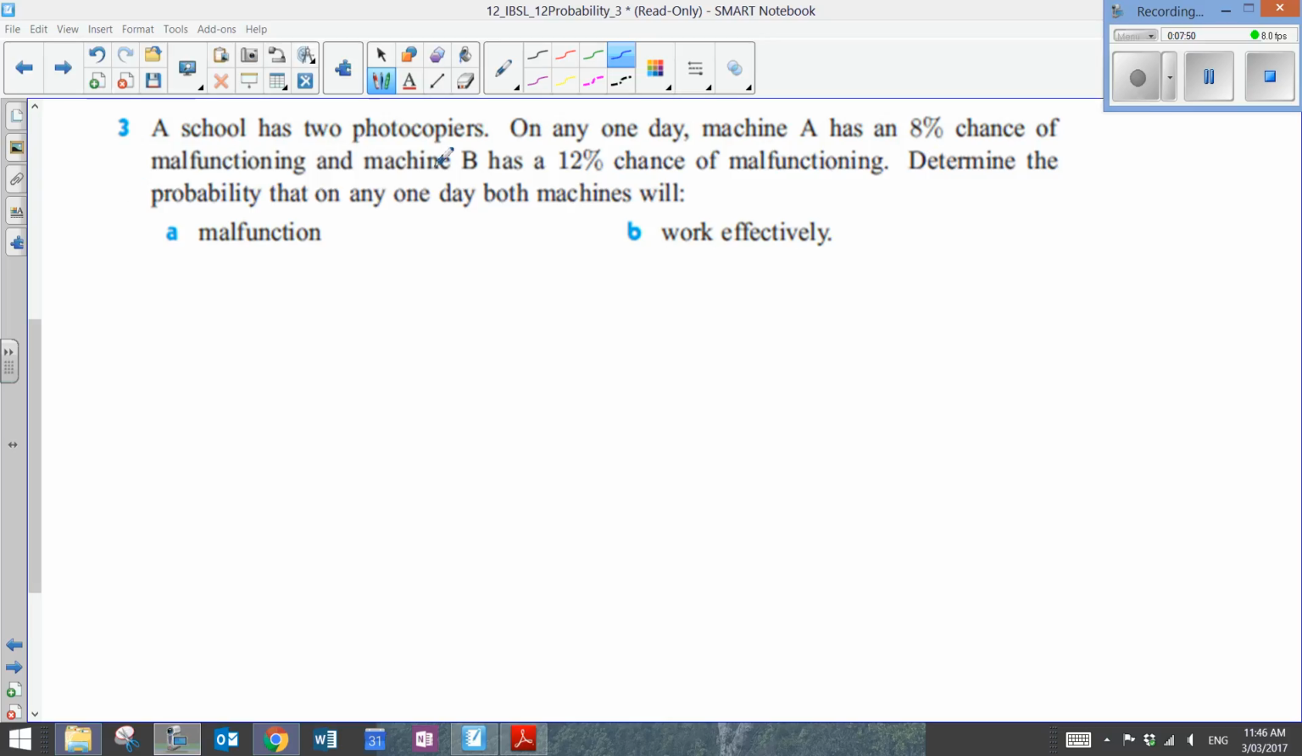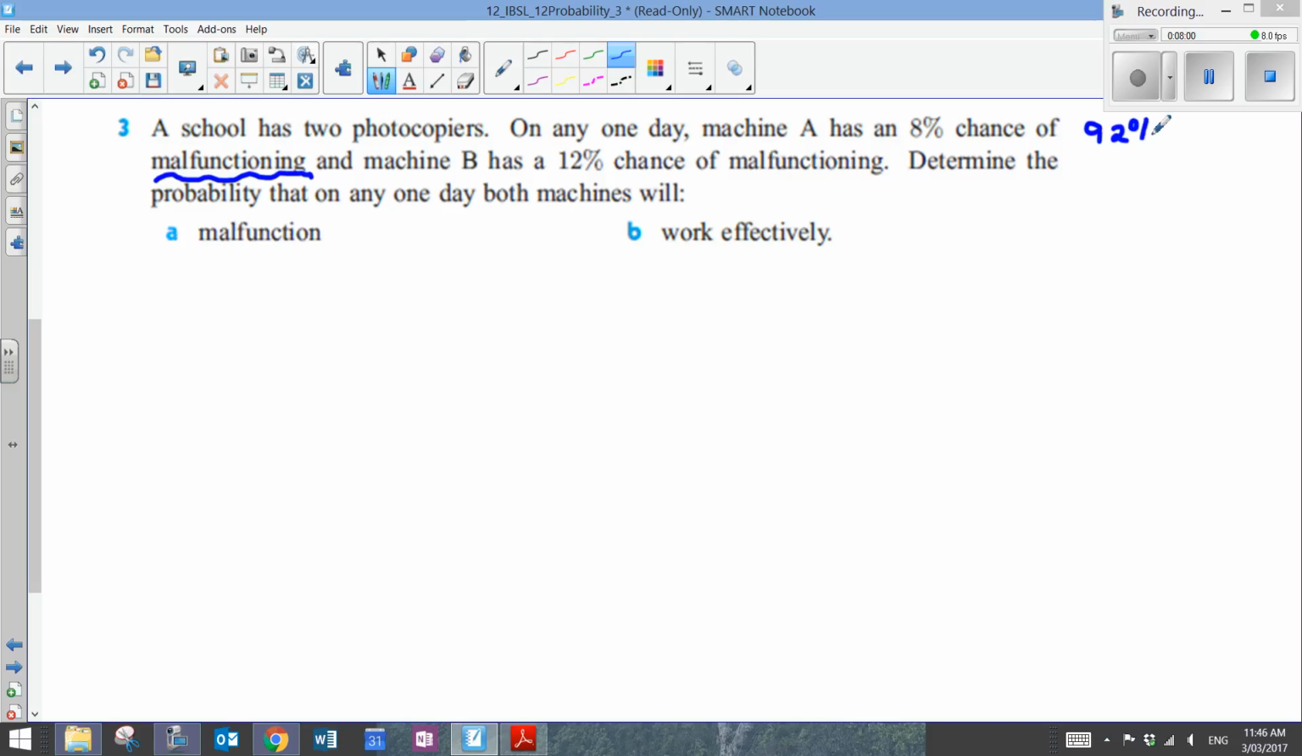Taking a look at this third example, you have 2 photocopiers, and on any day, machine A has an 8% chance of malfunctioning, which means it has a 92% chance of actually working. Machine B has a 12% chance of malfunctioning, or an 88% chance of actually working. So determine the probability that on any one day, both machines will malfunction.